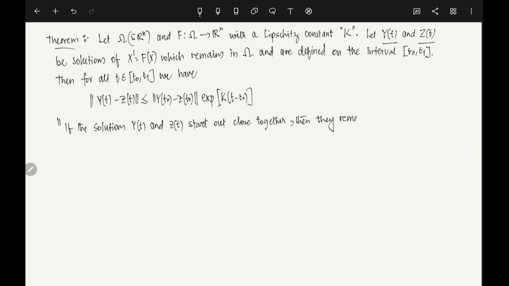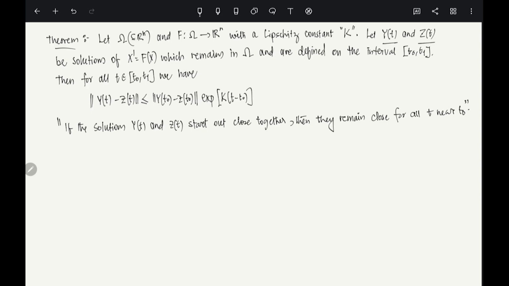remain close for all time t near t0. Clear? Near t0. So you will have a small neighborhood of t0 where they will be close to each other. t0 can be 0 also, it doesn't really matter which point you are starting out with, some t0, you always have the solutions very close to each other. The proof is extremely easy.